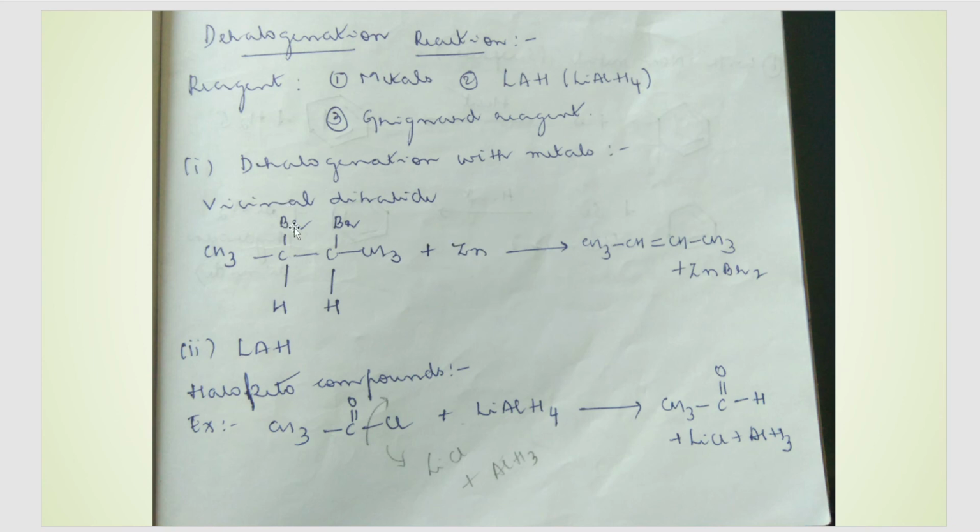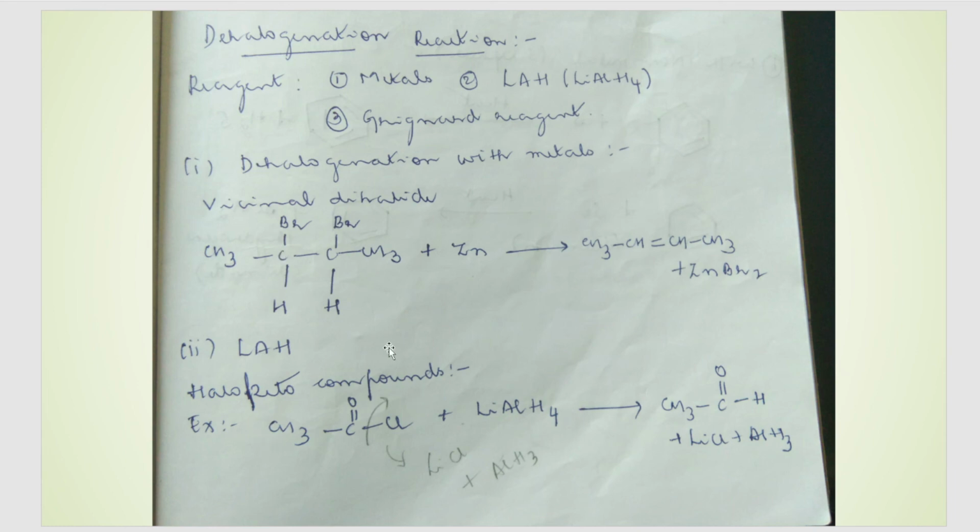What happens? Zinc removes both of these bromines and gets eliminated as ZnBr2, and this bond gets shifted between both of these carbons as C double bond C. So we get a product that is an alkene, CH3 CH double bond CH CH3, plus ZnBr2. This is in case of metals.